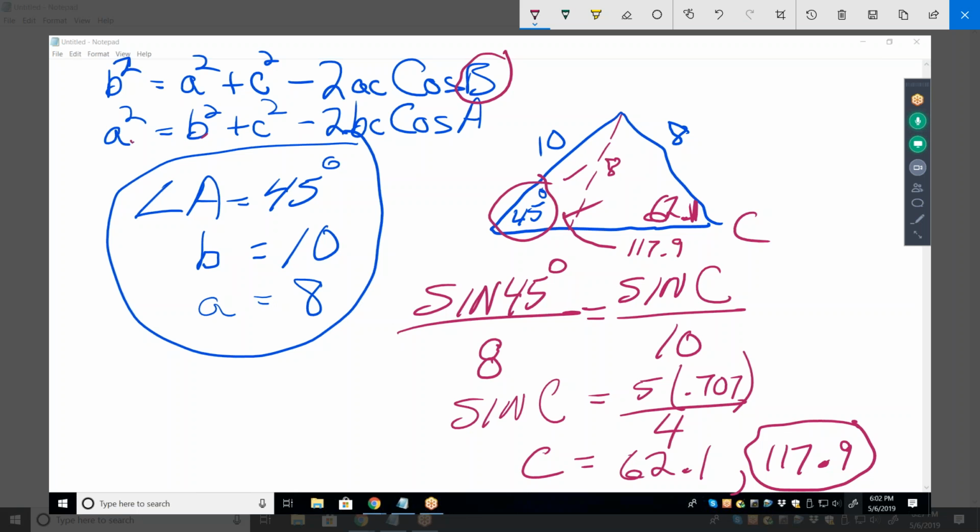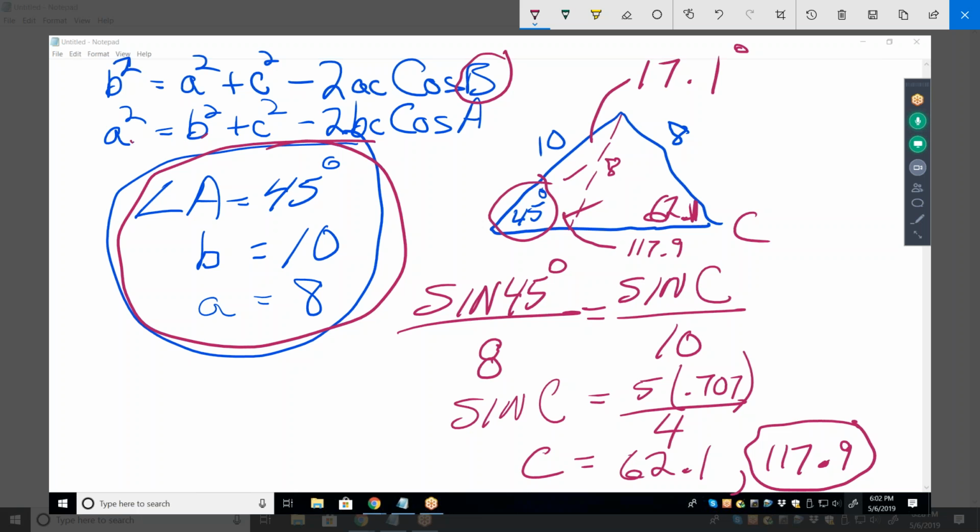So that angle would be 117.9. Together they'd be 162.9, which makes this 17.1. So there's your two separate triangles that came about from this condition right here, where you have an angle and side-side angle, basically. But you do have a side opposite the angle.